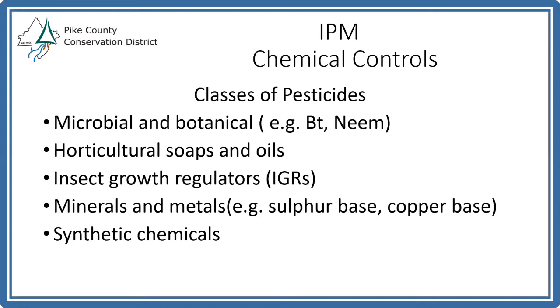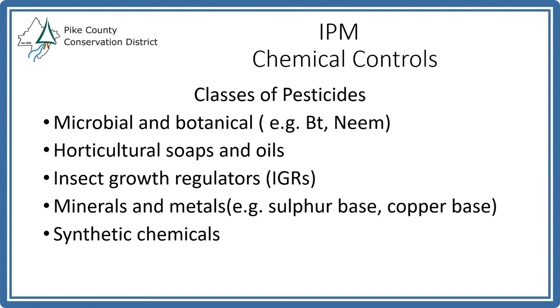Neem is another botanical control derived from the neem tree. I believe the roots. It has a couple different properties. It could be used as an insecticide and a fungicide. However, there are different strains of neem depending on how it was processed as to how well it will control fungal diseases or insects. So you need to look into which one you have.